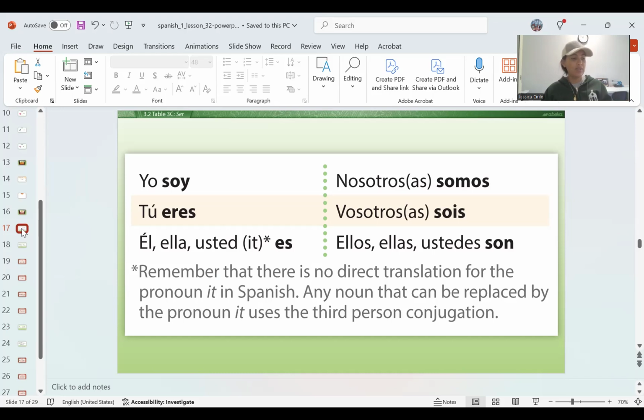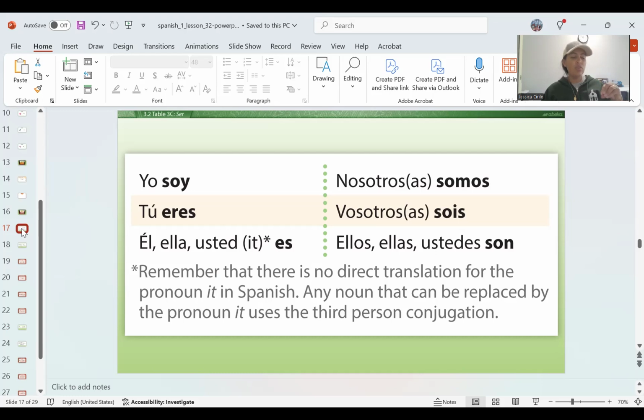So let's do that again. Let's do table 3C, ser, okay? Yo soy, tú eres, él, ella, usted, it will be es. So él es, ella es, usted es. Nosotros somos, vosotros sois, ellos, ellas y ustedes son. So those are the conjugations for ser. Remember, ser means to be, okay?